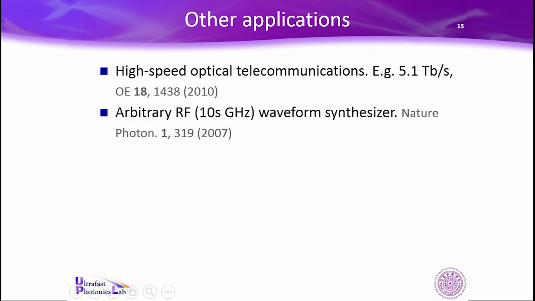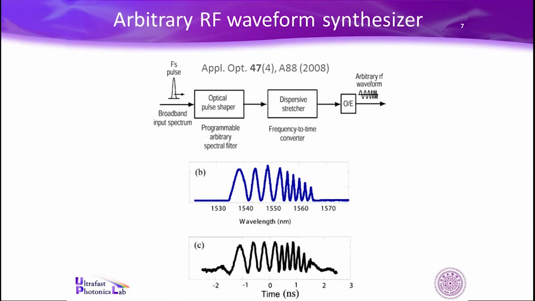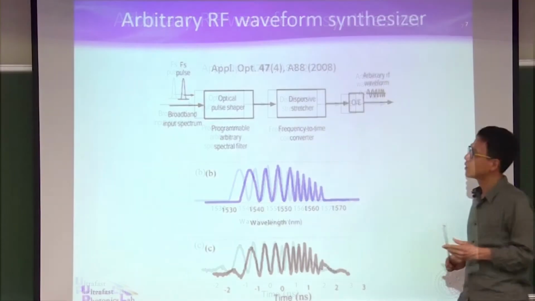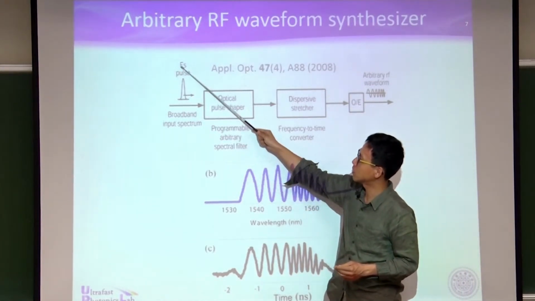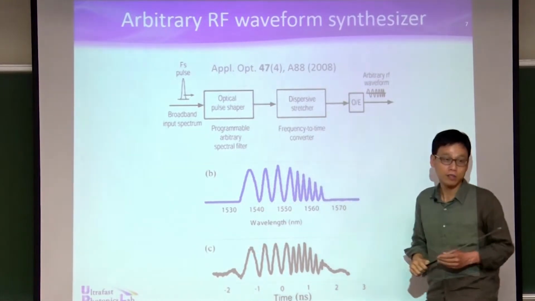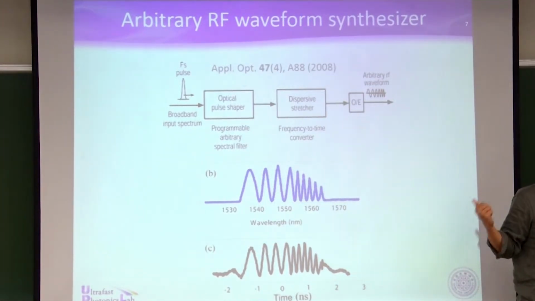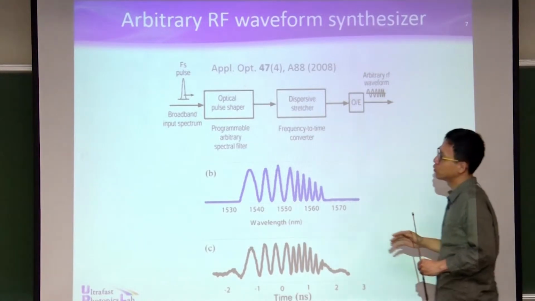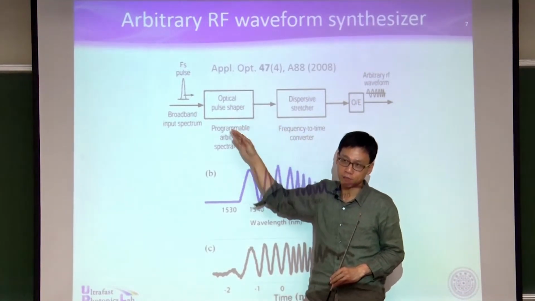Let me show you one example. Okay, so this is also beyond the normal slide. I got this figure from a published paper. Okay, the idea is actually quite simple. Say you have femtosecond laser pulse here. Send the pulse into an optical pulse shaper. We might introduce the shaper technology in the following weeks. Okay? But the idea is it can help you to reshape the spectrum.